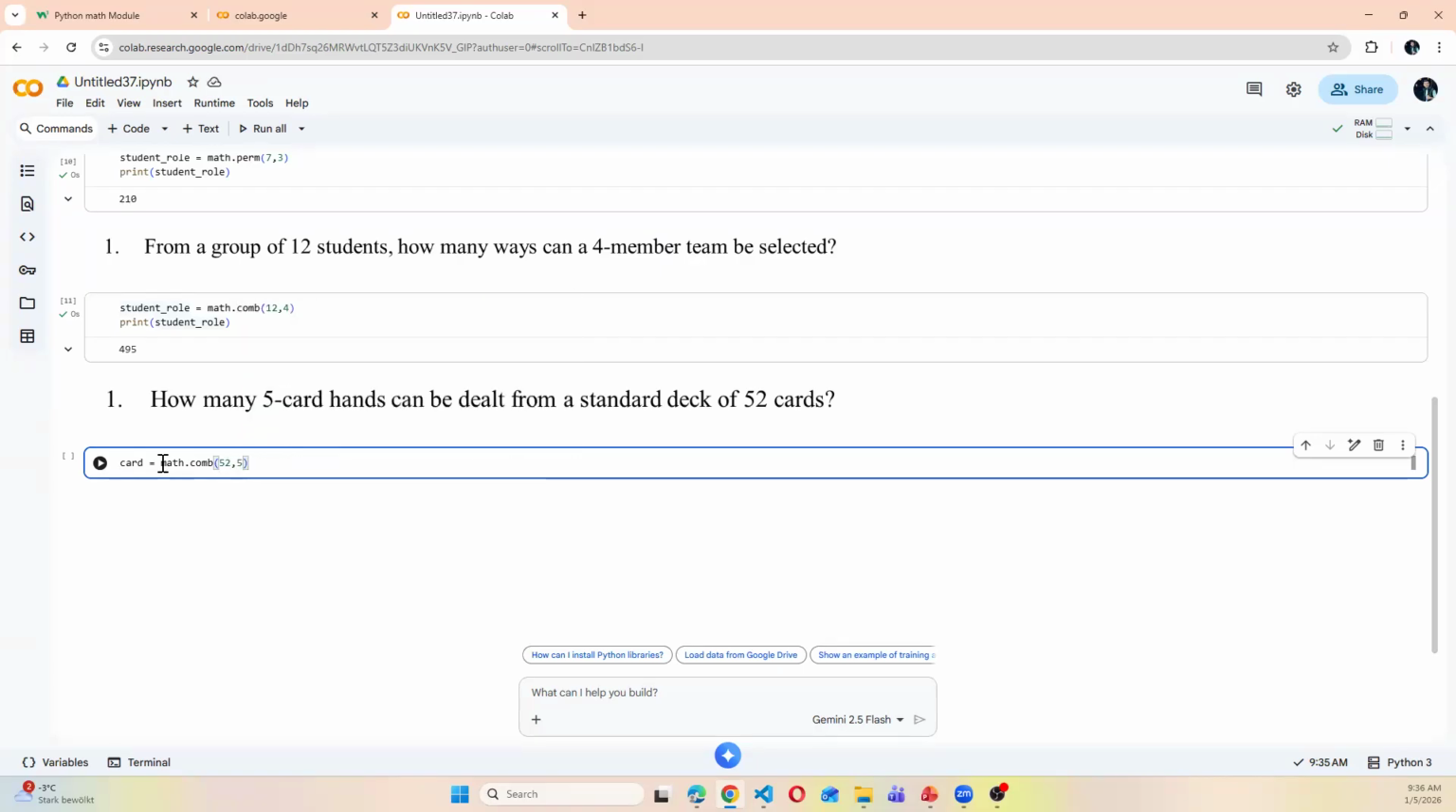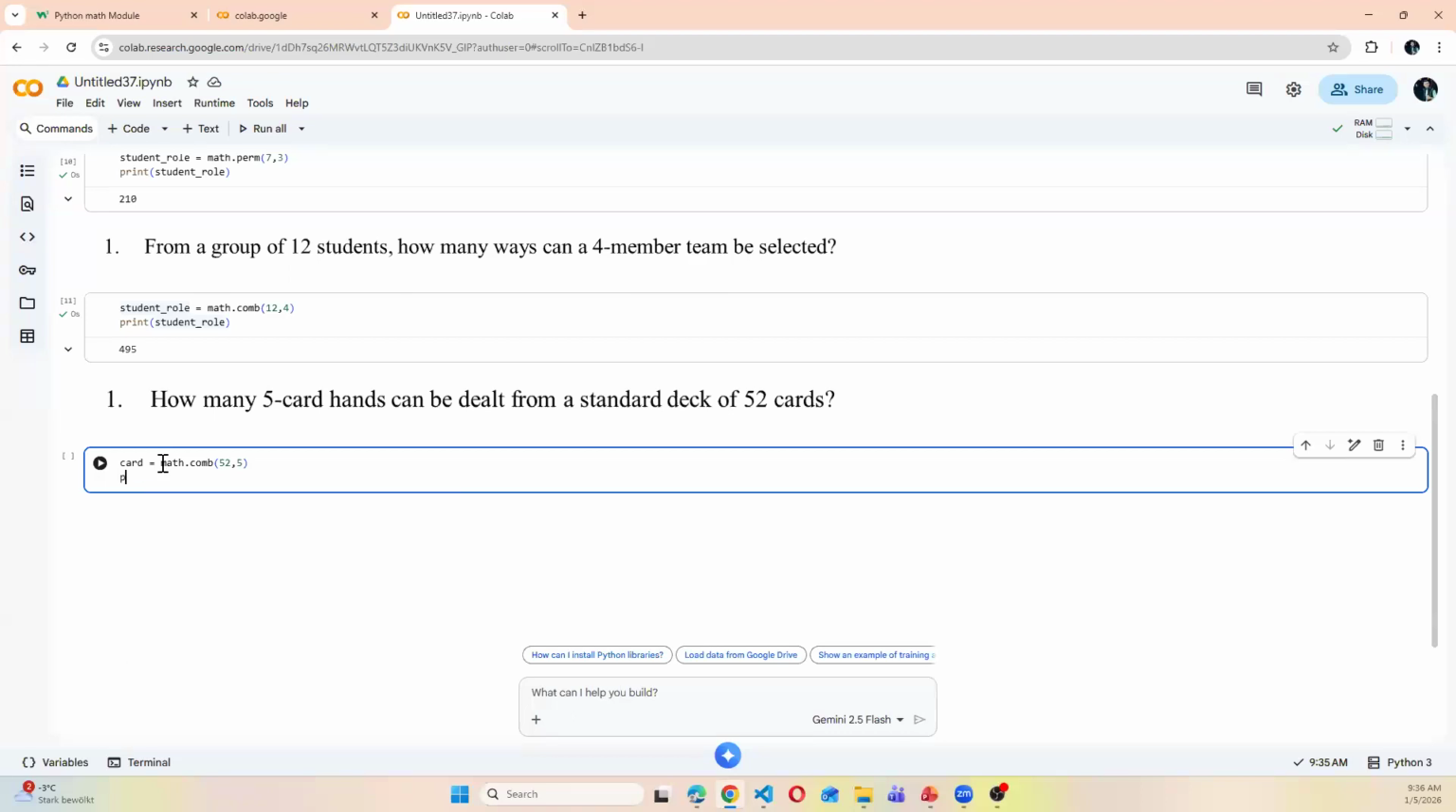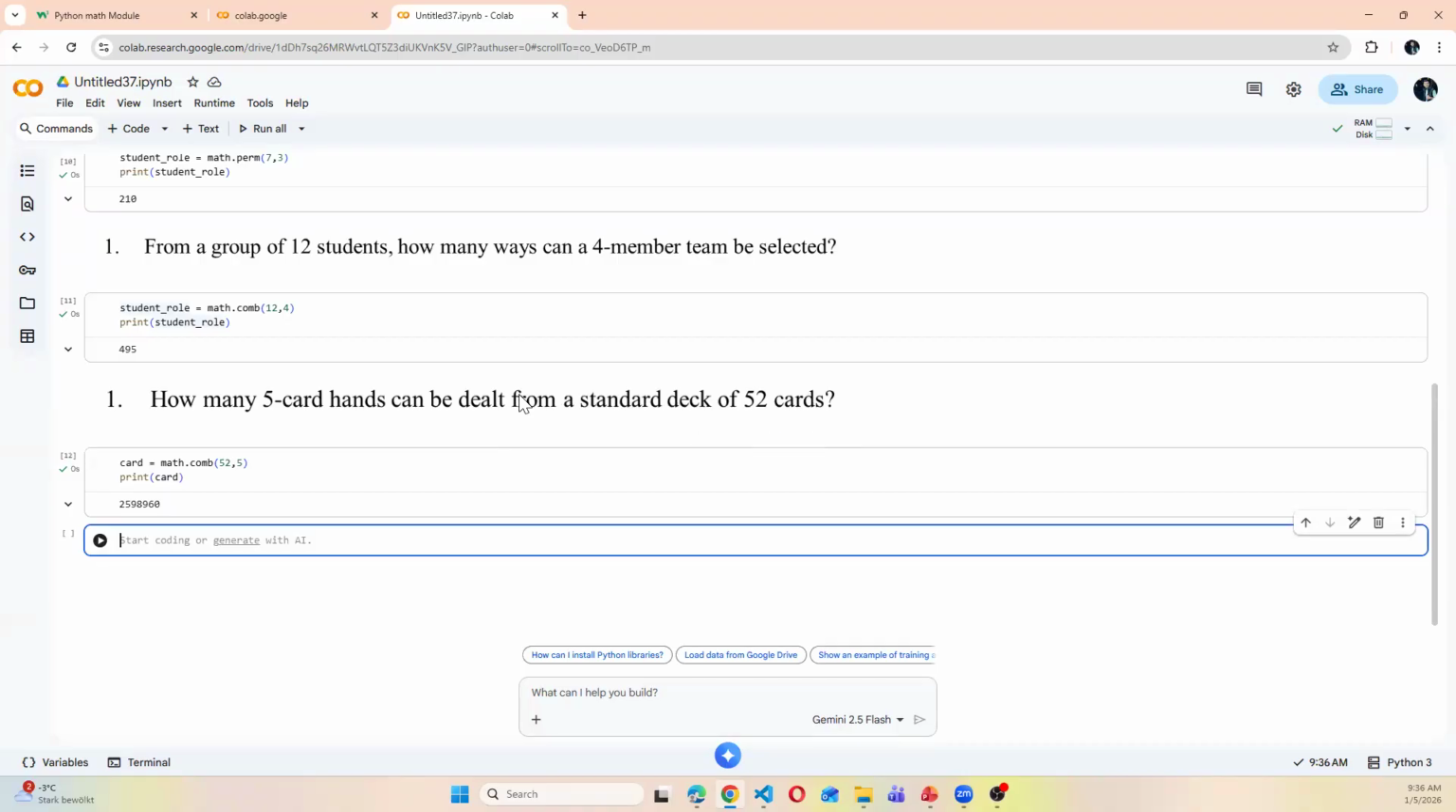What did you say? How can we know about this kind of combination, repetition, and other things?